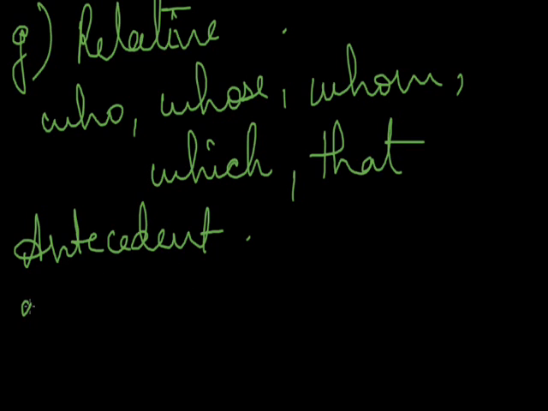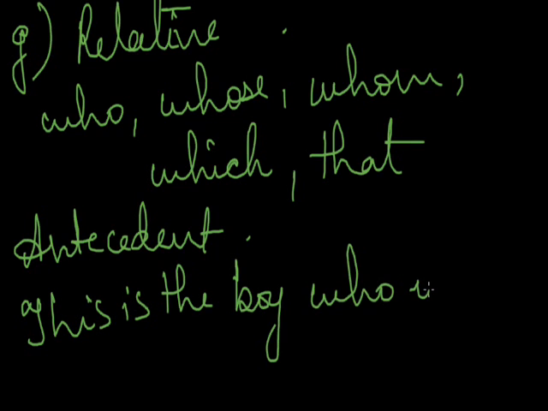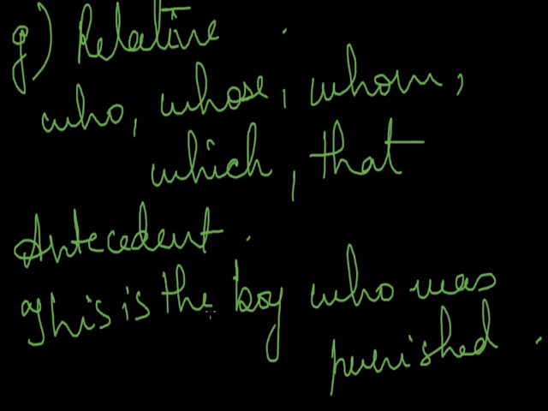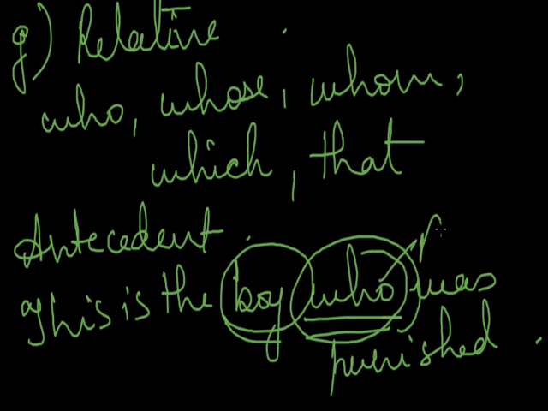So I will write the example. This is the boy who was punished. So actually, who was punished? The boy. And again you are referring to the same person, giving the pronoun that is who. So this is what is known as a relative pronoun.